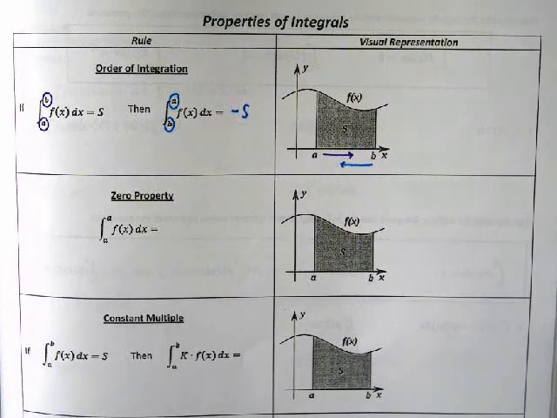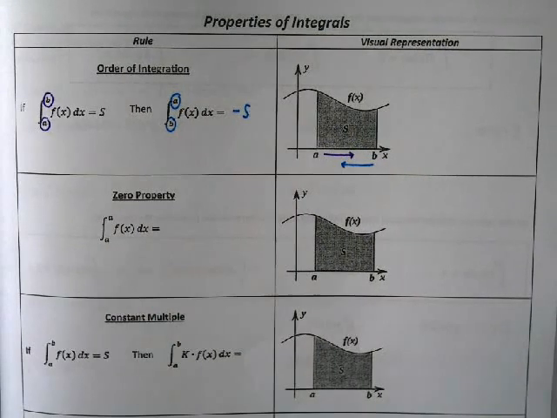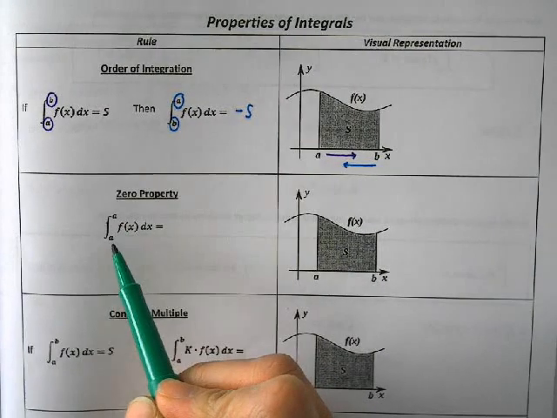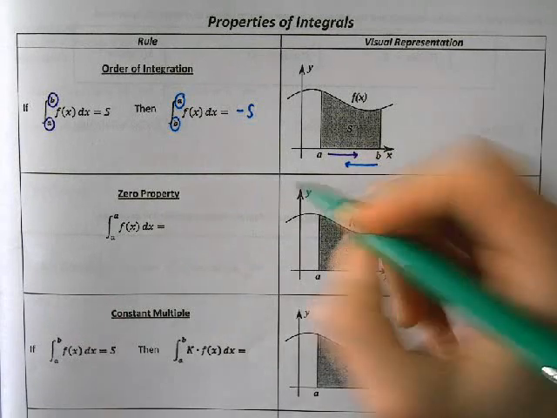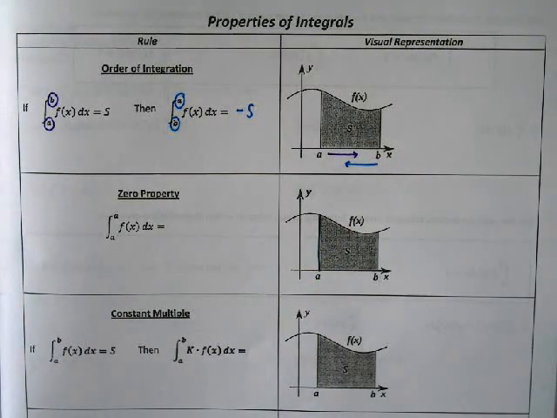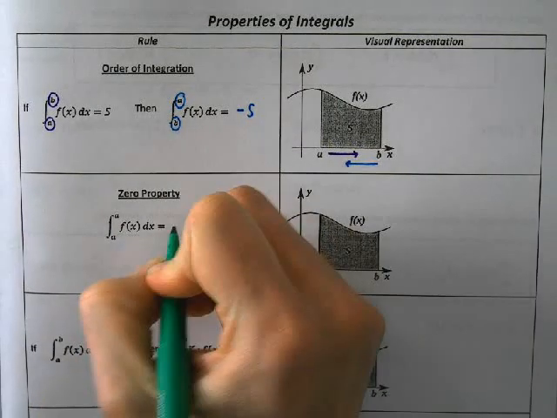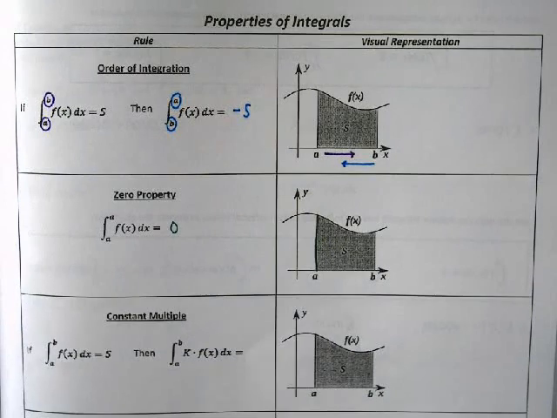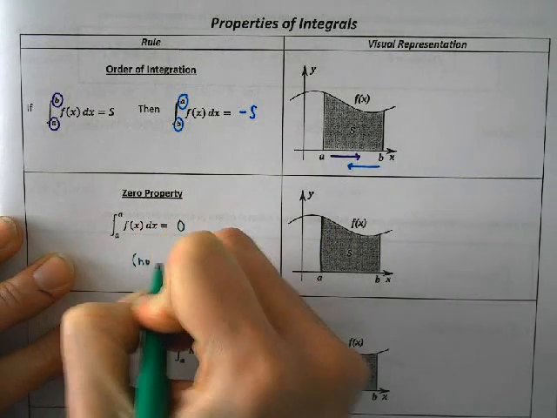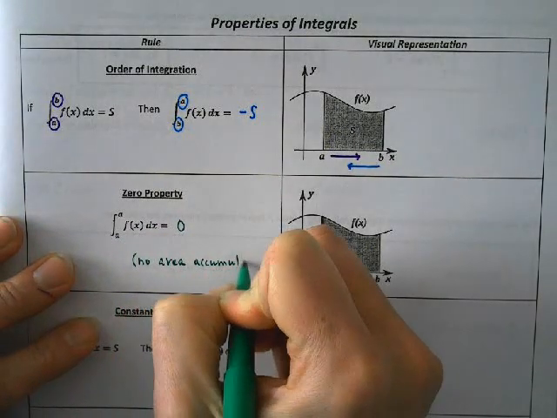The second property is what we call the zero property. Remember, when we're talking about integrals, we're talking about the area trapped between a curve and the x-axis between two x values. Now, if I were to try to integrate from a to a, all I've got is a line. I have not accumulated any area. So whenever my lower and upper bounds are the same, the value of that integral is going to be 0. In other words, I haven't accumulated any area. I'm going to make a note here: no area accumulated.